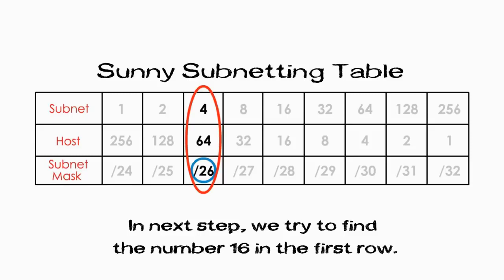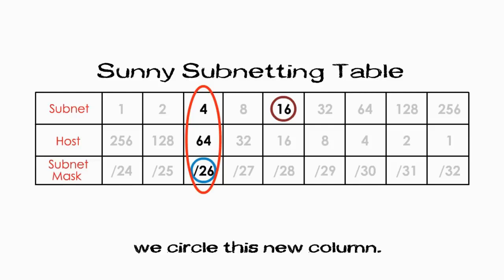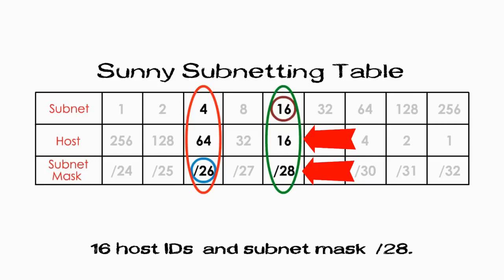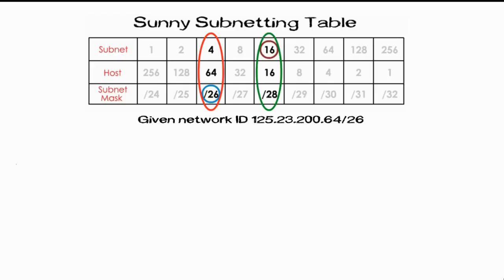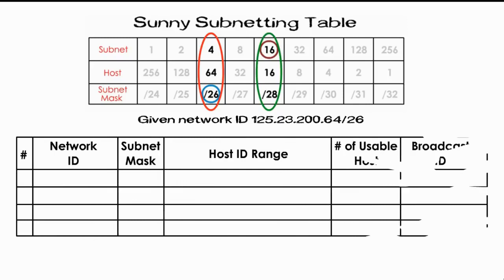In next step, we try to find the number 16 in the first row. Okay, we do see 16, and then we circle this whole new column. And all our answers lie in these new columns, actually 2 numbers, 16 host IDs and the subnet mask /28. Now the final step is to make a table to list new network ID, subnet mask, host ID range, the number of usable host IDs, and broadcast ID.